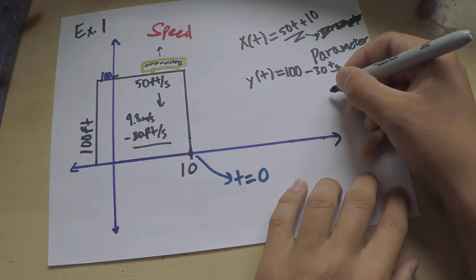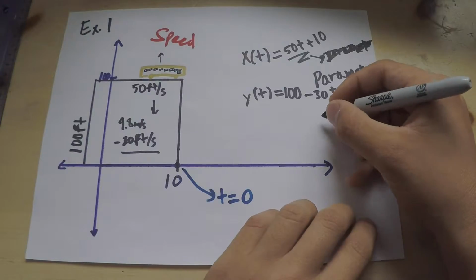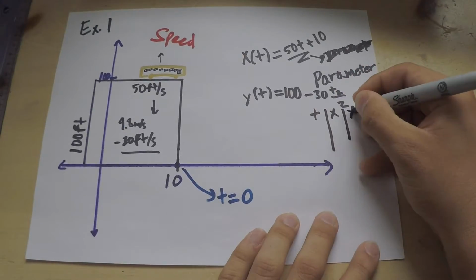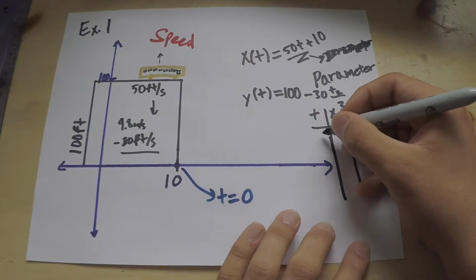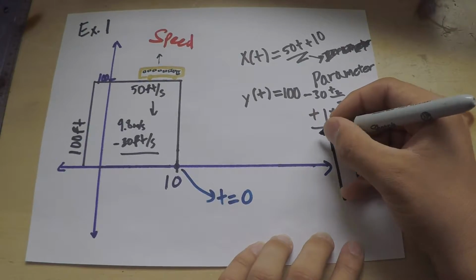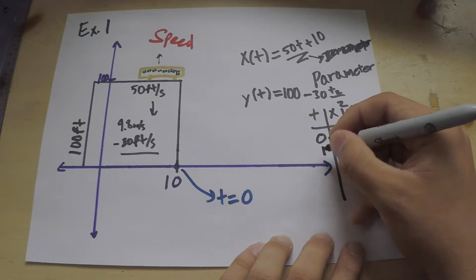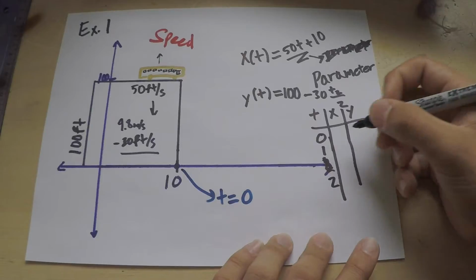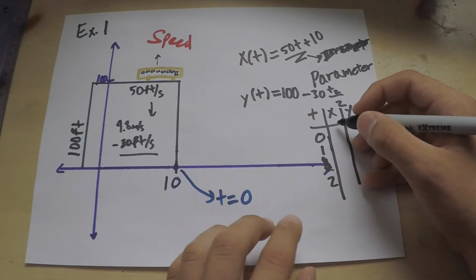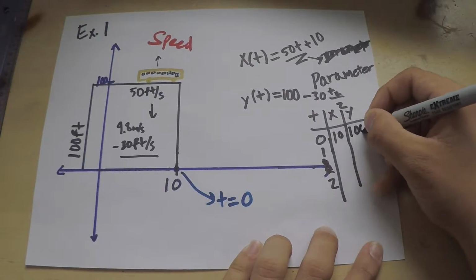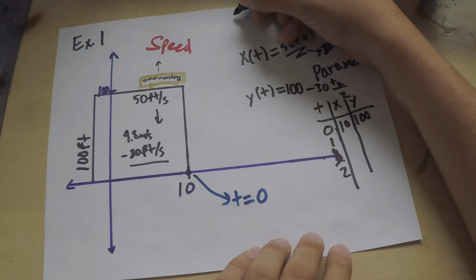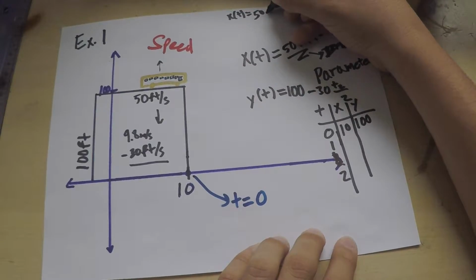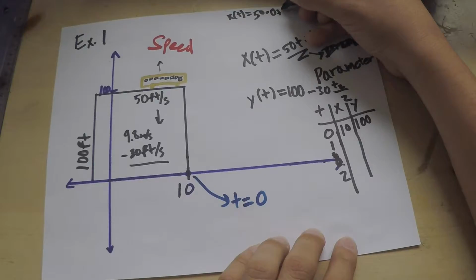So I'd first set up a table for the functions. Time is here, then we have x and y. I'm not going to go too in depth into the time. Let's say time would go from 0 to 1 to 2. At 0, we already know that x is 10 and y is 100. We can see this if we say x as a function of time equals 50 times 0 plus 10.